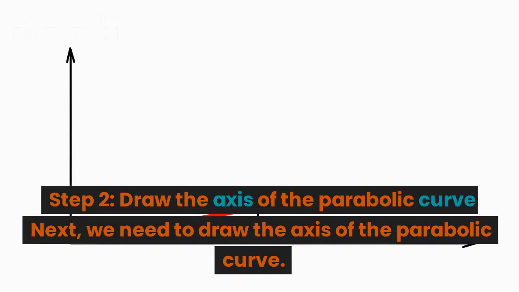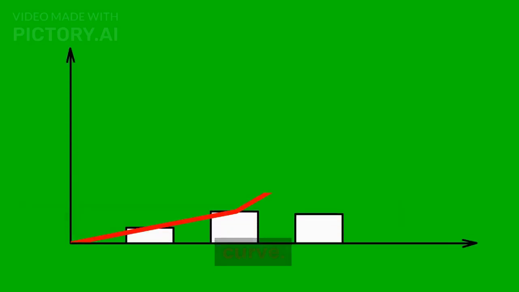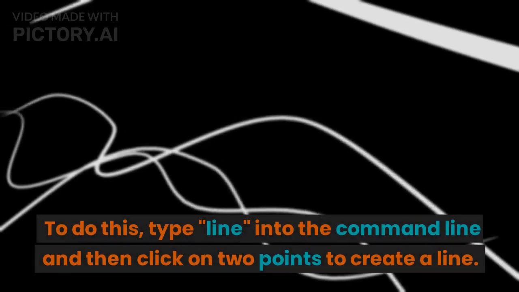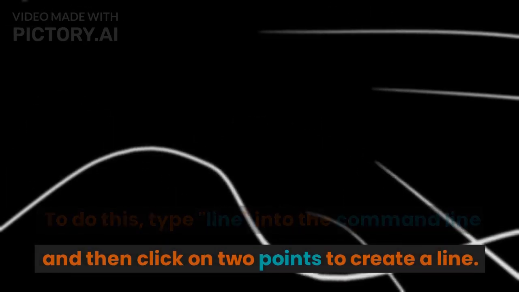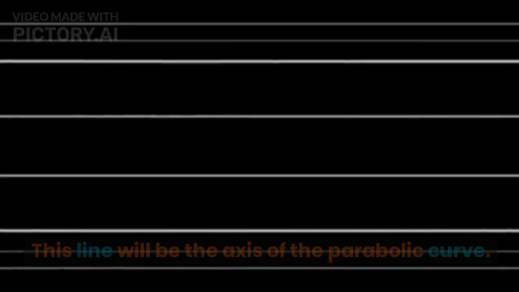Step 2. Draw the axis of the parabolic curve. Next, we need to draw the axis of the parabolic curve. To do this, type Line into the command line and then click on 2 points to create a line. This line will be the axis of the parabolic curve.